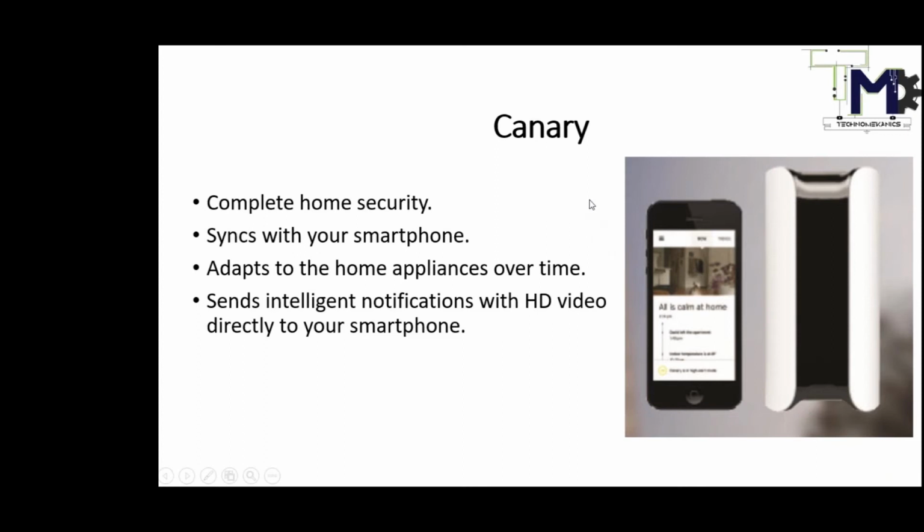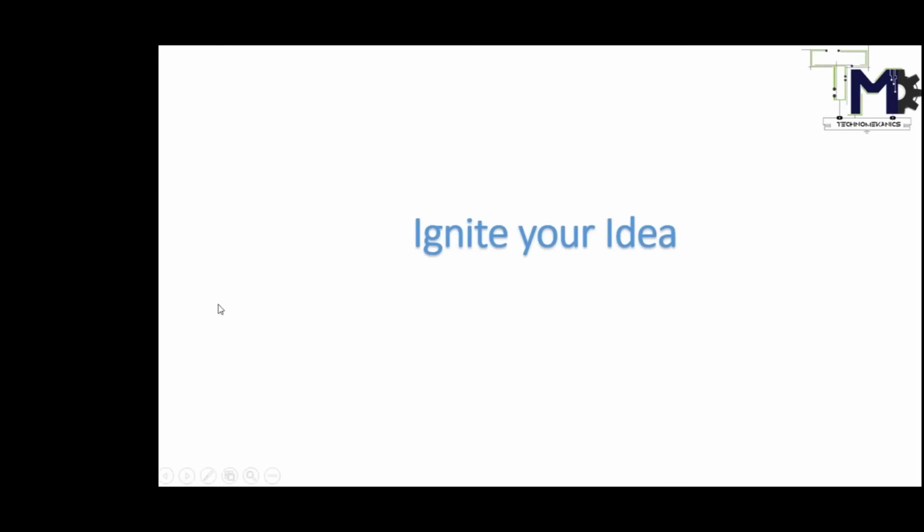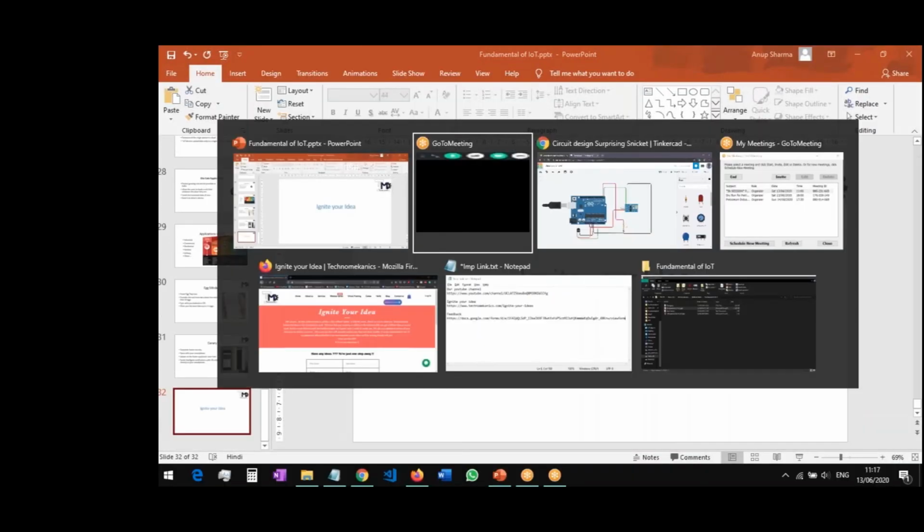One more product that is popular in the market is Canary. Canary provides complete home security. It synchronizes with your smartphone, and if you place a camera in your house, then wherever you are in the world, you can see a real-time view of your house, whether your maid is working properly or not, whether everything is in the appropriate place or not. You can check everything without getting worried and focus on your work. These are some real life examples of IoT. With this, we have ended our presentation slides.